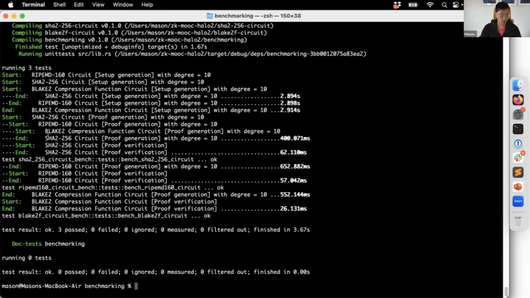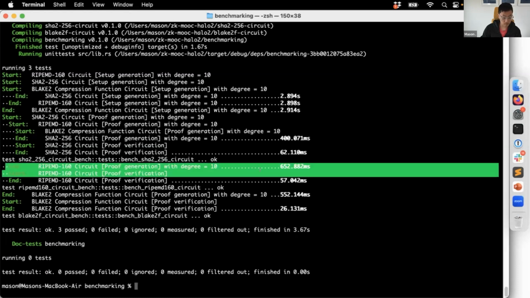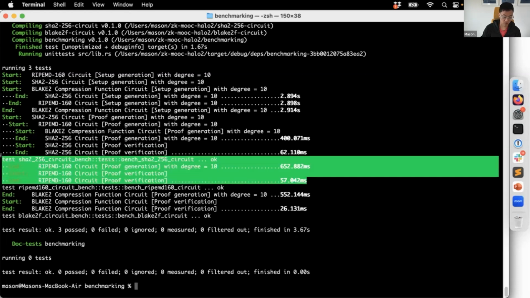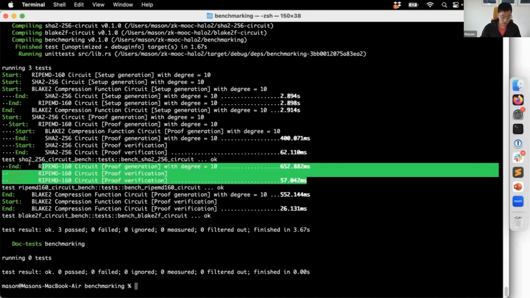In this case, the standard output contains useful things like how long each one of these circuits took to run. So here, you can see this is for the RIPEMD-160 circuit. It tells you how long it took to generate the proof and how long it took to verify the proof. The numbers here are sort of meaningless because we haven't written any constraints in the circuit, so there's not too much work to do.